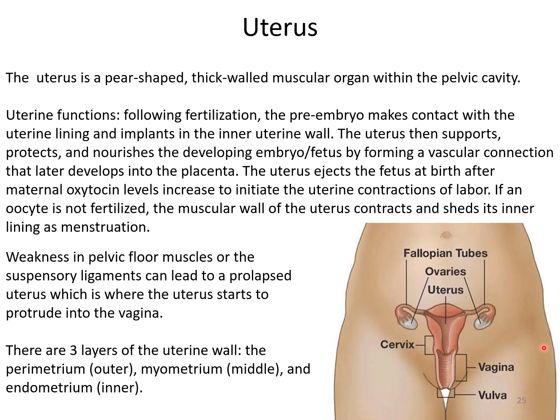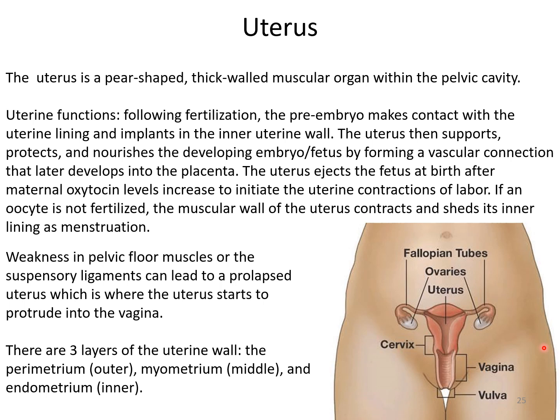The uterus is then going to support and protect and nourish that embryo as it develops into a fetus, forming a vascular connection that later turns into the placenta. The uterus is going to be responsible for ejecting the fetus at birth by contracting its muscles. So you have oxytocin levels that will increase. Oxytocin promotes muscular contractions of the uterine wall, so it's essentially going to kind of squeeze it out. And then if the oocyte is not fertilized, the muscular wall of the uterus will contract and shed that lining as menstruation.